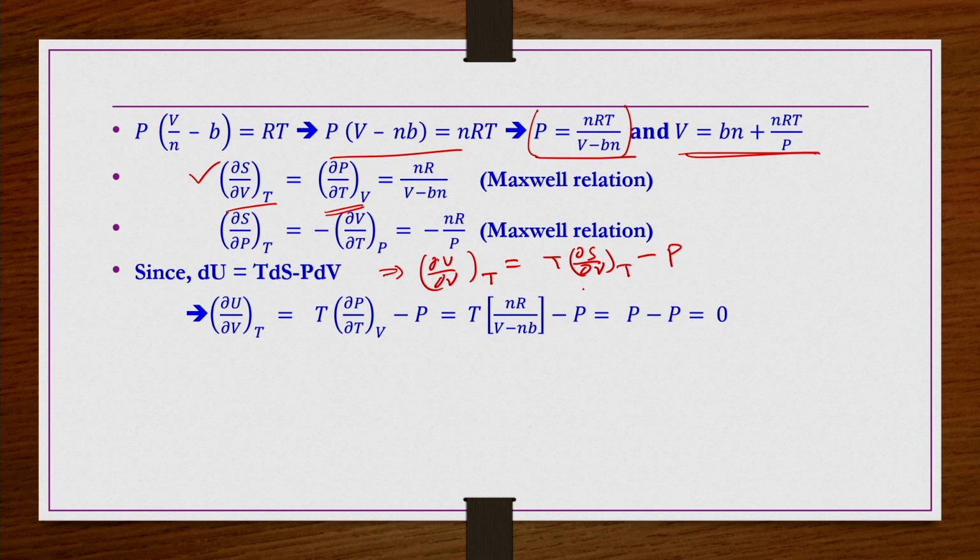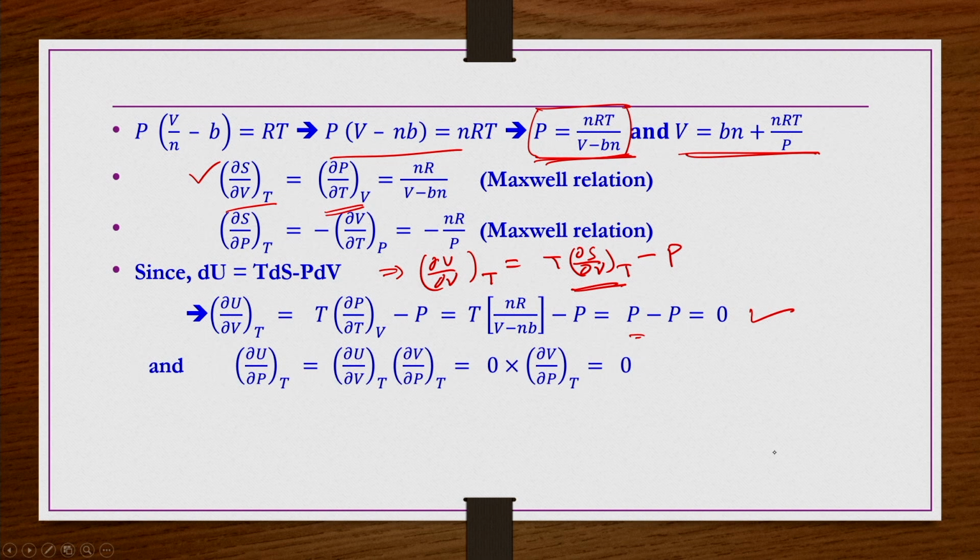But from the Maxwell relation, dou S by dou V at constant T is nothing but dou P by dou T at constant V, that we already found as nR by (V minus Bn). So nR by (V minus Bn) multiplied by T minus P. Now, nRT by (V minus Bn) is nothing but P from the equation of state. So P minus P is equal to 0.